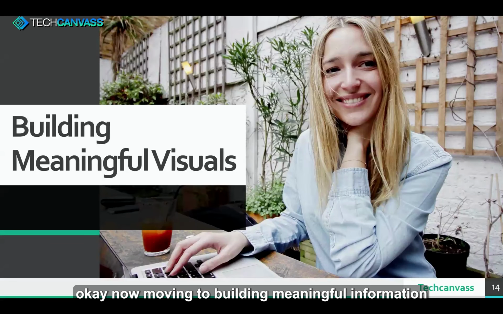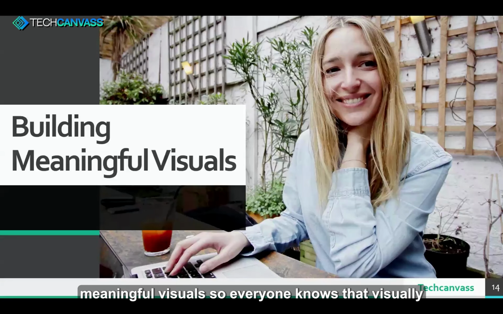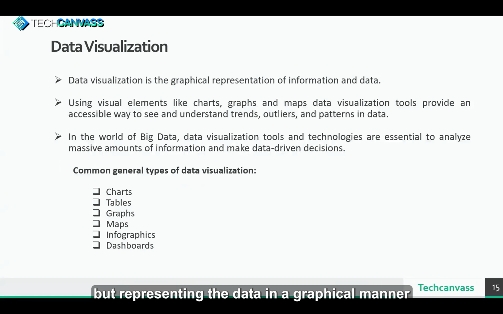Okay, now moving to building meaningful visuals. Everyone knows that if you want to represent data visually, it is nothing but representing the data in a graphical manner. Very simple. Okay, charts, graphs, and all that.